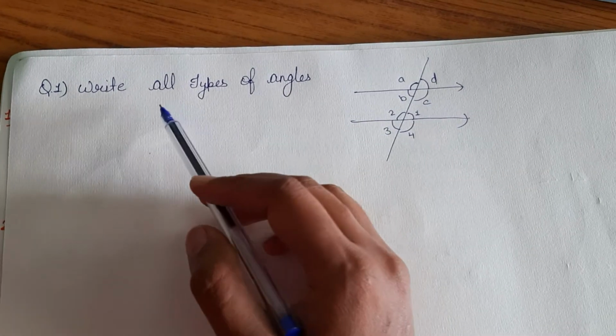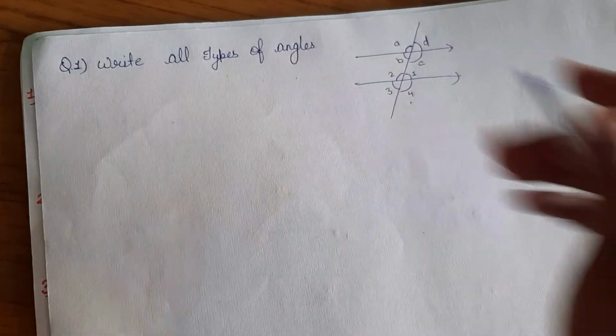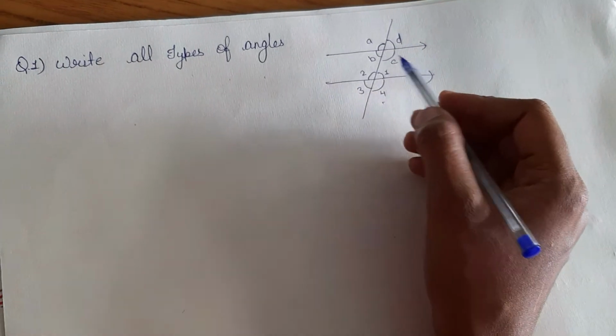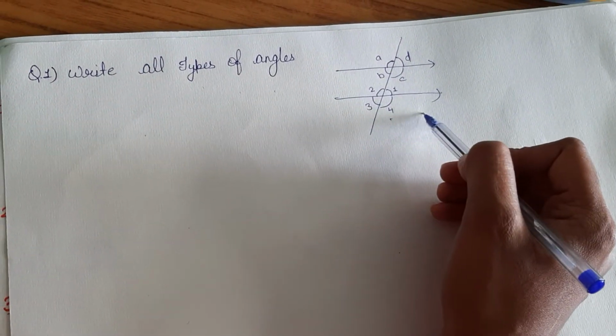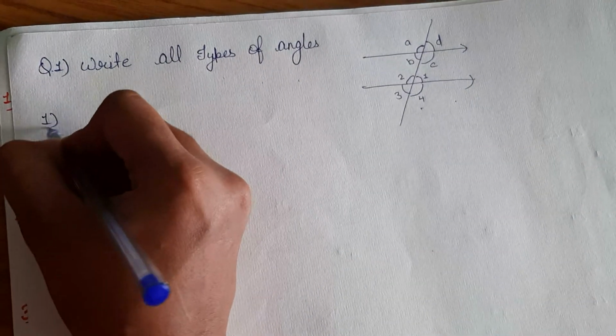How can you do this type of question next? Here I am taking an example. Write all types of angles. Here is a given figure. How can you write all types of the angles? We are not telling if this is given; these are the parallel lines. We are writing only the angle types. Okay, first I am writing corresponding angles.